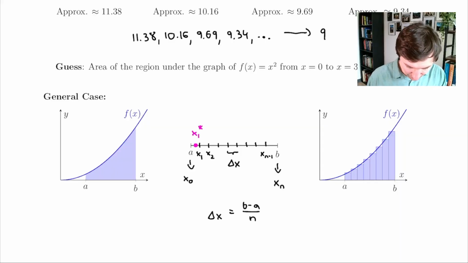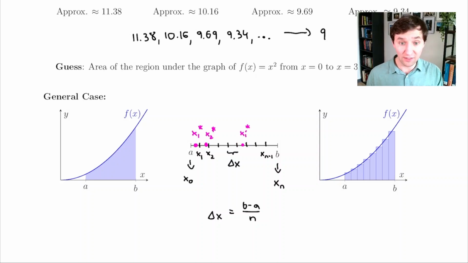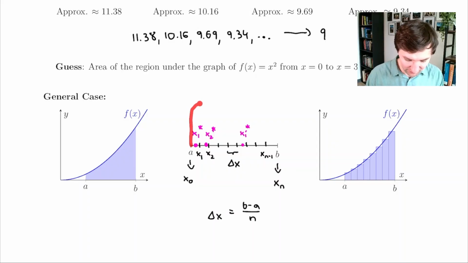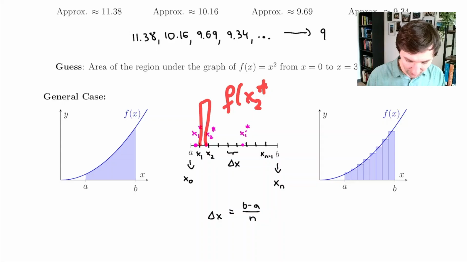In the second subinterval, again, I can choose any point I wish as my sample point. Let me choose this one. I will call it x2 star. In general, in the ith subinterval, I will choose a sample point that I will call xi star. These inputs, these sample points, will determine the height of my rectangles. For example, the height of the first approximating rectangle will be the value of the function at x1 star. The second approximating rectangle will have the height equal to f of x2 star, and so on.